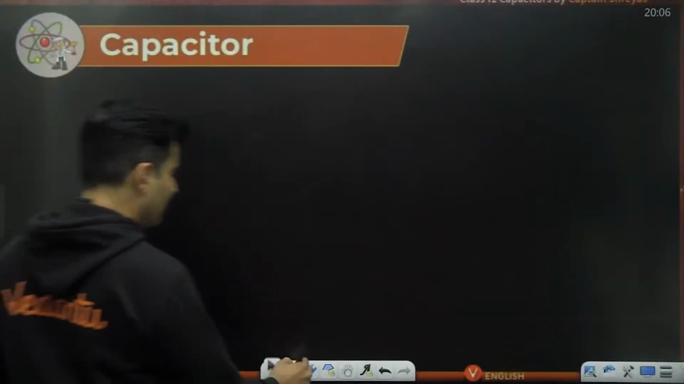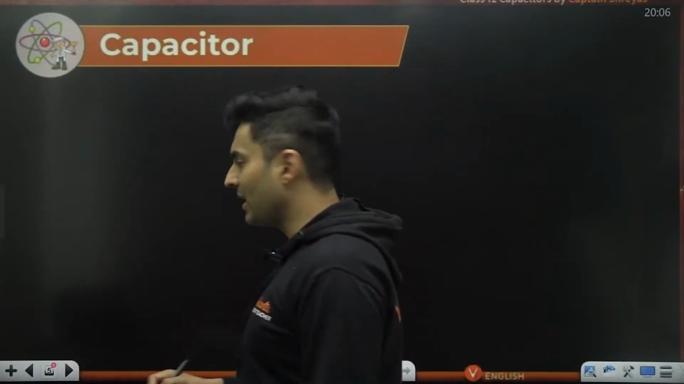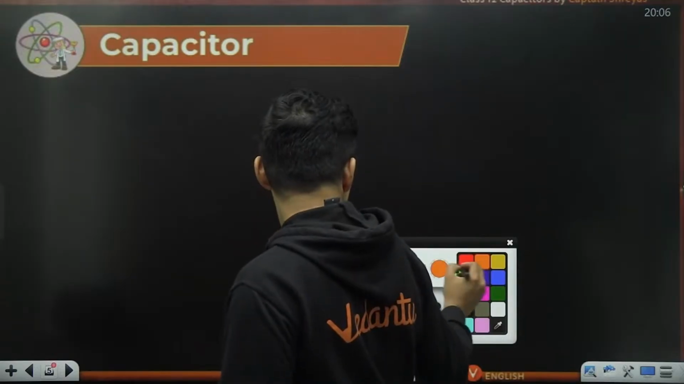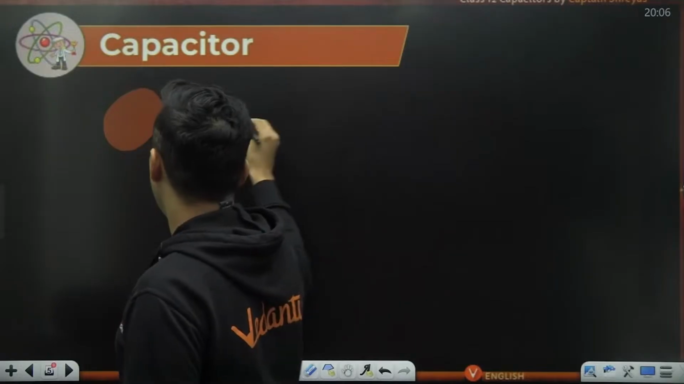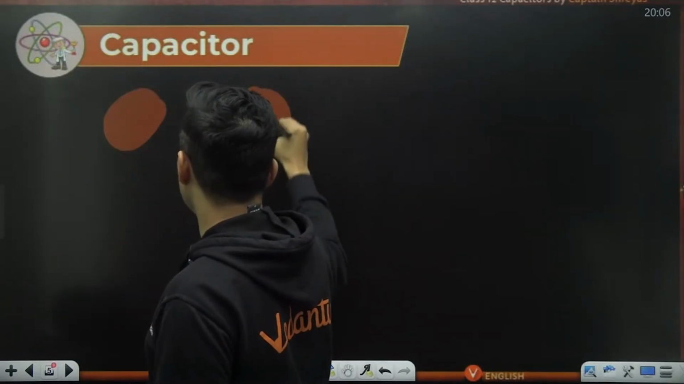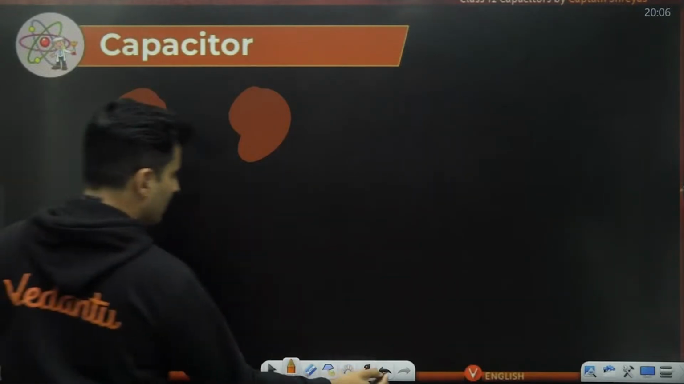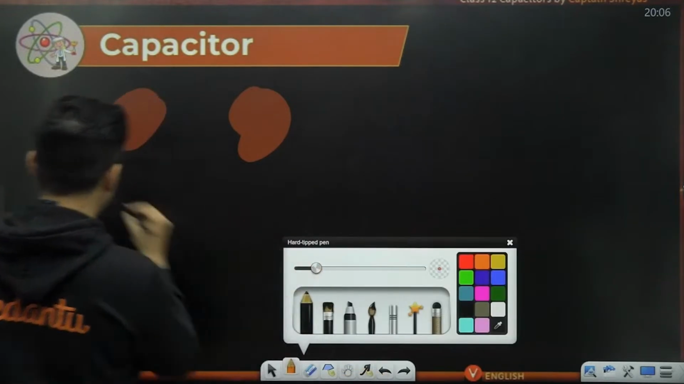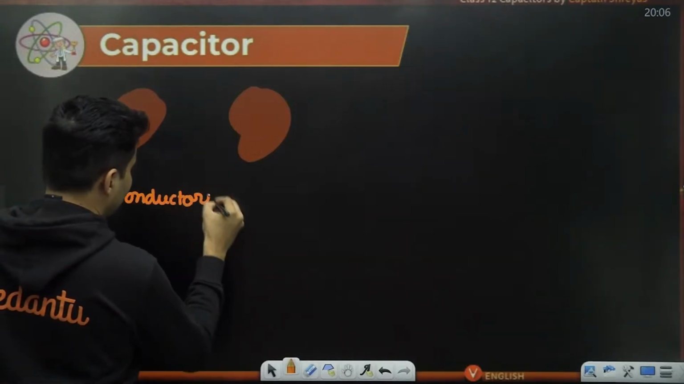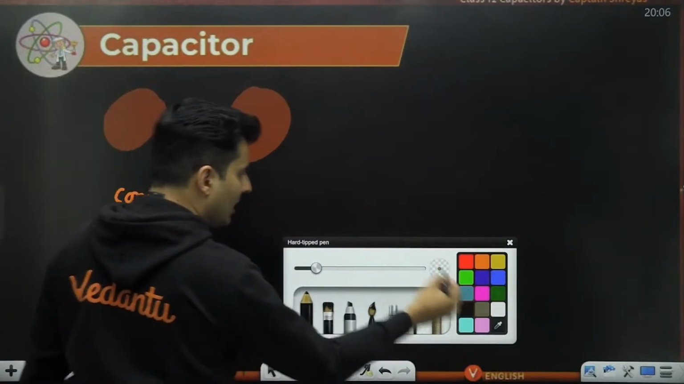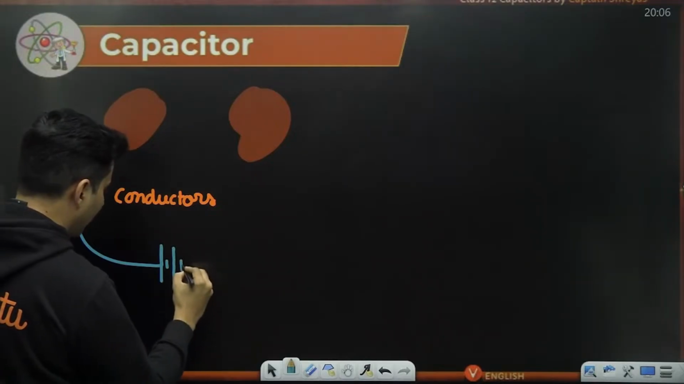So what is basically a capacitor? Let's try to understand it with a simple example. Imagine you have a conductor over here and you have another conductor over here. These are basically two conductors. And what happens is these conductors, I connect it to a battery.